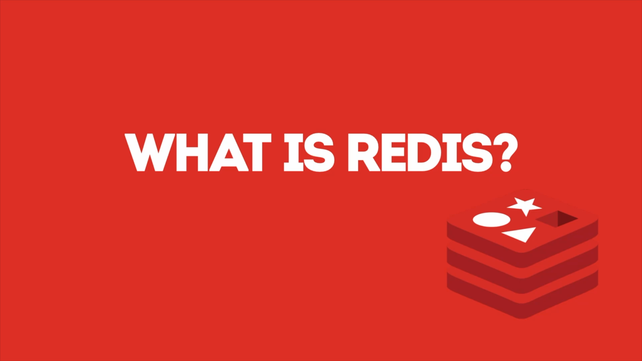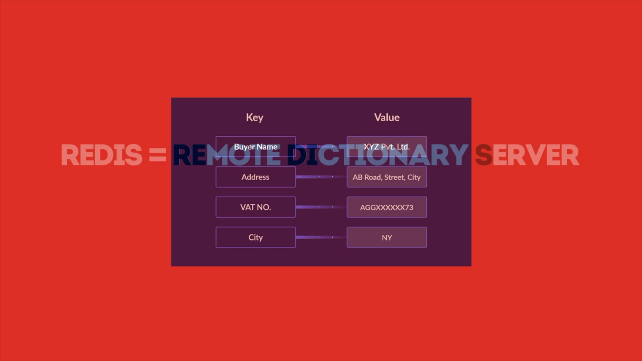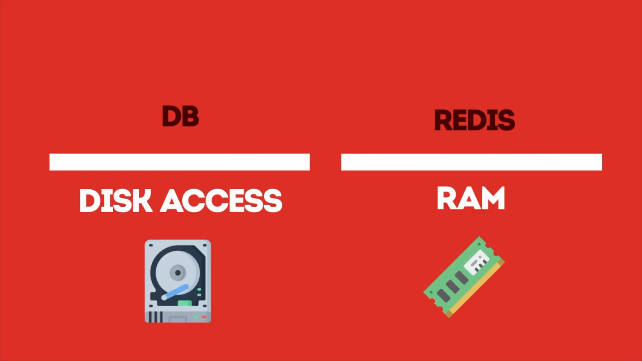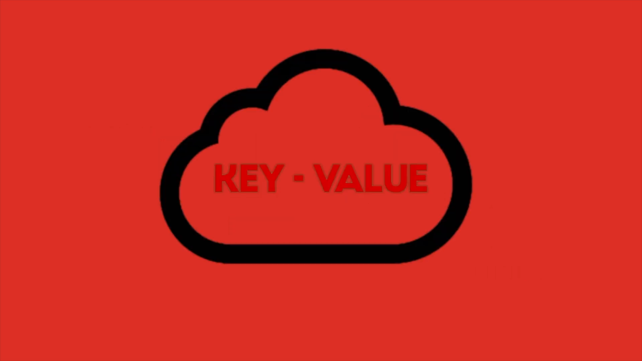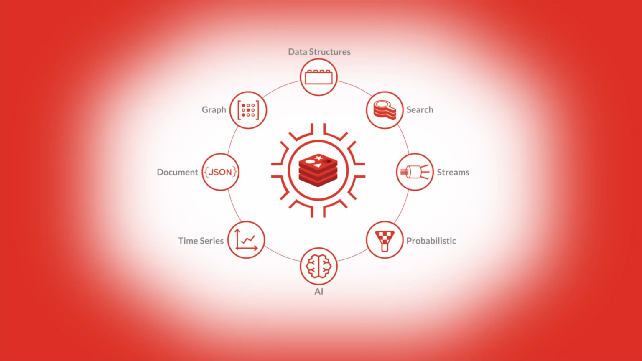So what exactly is Redis? Redis stands for Remote Dictionary Server. It's an in-memory database famous for its sub-millisecond latency. Redis was originally designed as a caching layer for high-traffic websites like Twitter, but it's evolved into a multimodal database that supports strings, lists, hashes, streams, and even graph or JSON structures with additional modules.